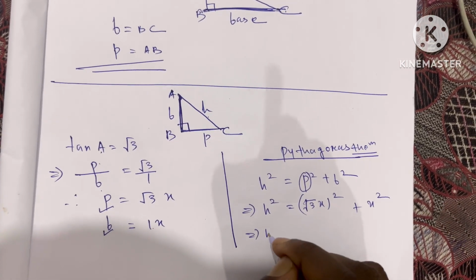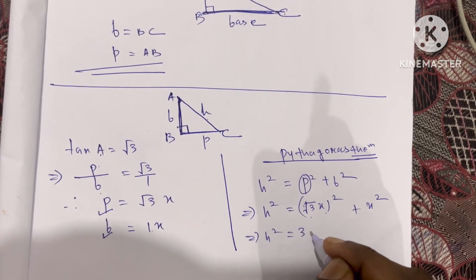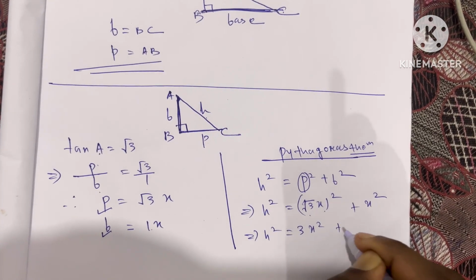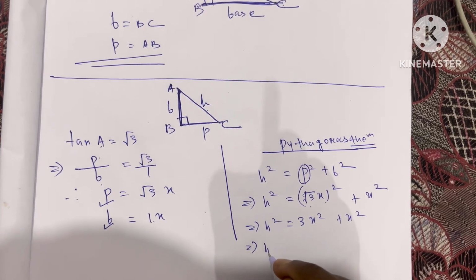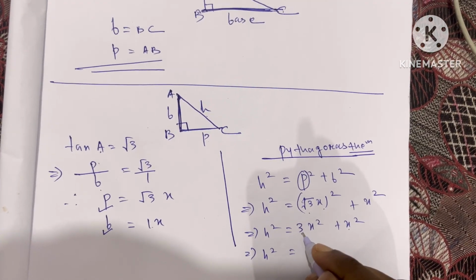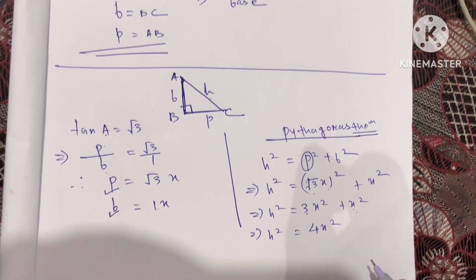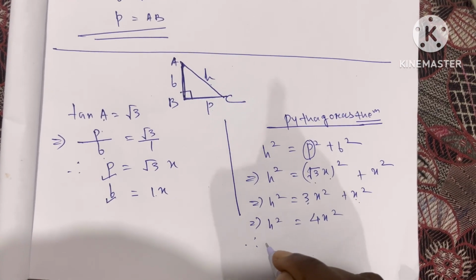So h square is equal to root over 3x whole square, means root over 3 into root over 3, which is 3, and x square. So h square is equal to 3x square plus x square. If you add, you will get 4x square, na? But I need the value of h, so that means h will be what?